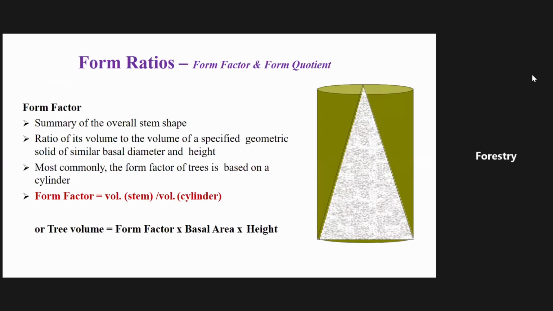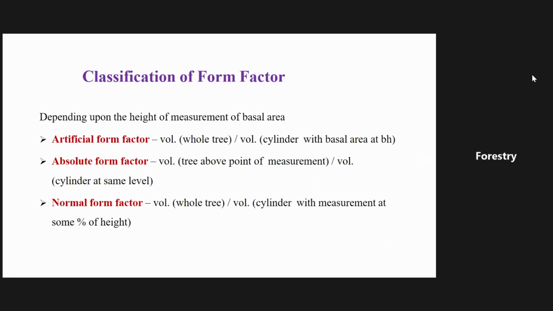Then the form factor is given by the volume of stem divided by the volume of cylinder. You can also say this is the actual volume of stem or tree divided by the actual volume of cylinder. Next, we'll move on to different classifications of this form factor. Depending upon the height of measurement of basal area, these form factors are divided into three different types.